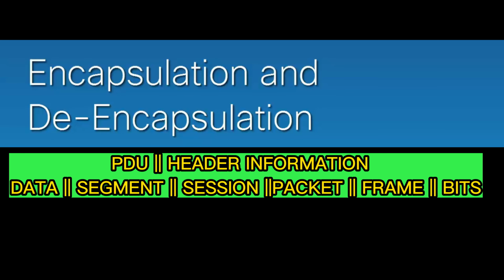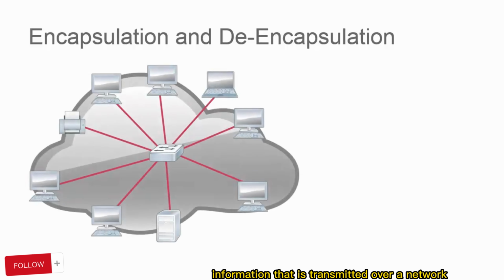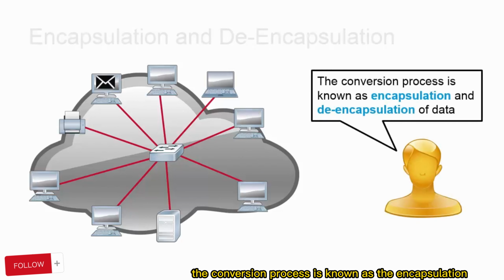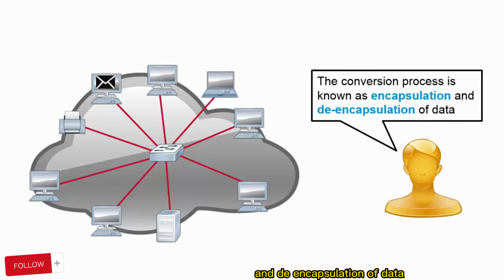In this video, we are going to see what is encapsulation and de-encapsulation. Information that is transmitted over a network has to go through the process of conversion at the sending and receiving ends of the communication. The conversion process is known as the encapsulation and de-encapsulation of data.